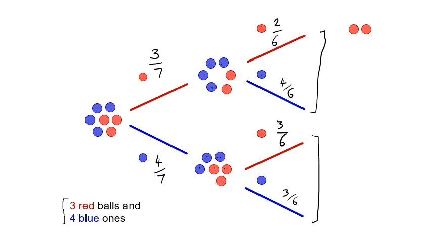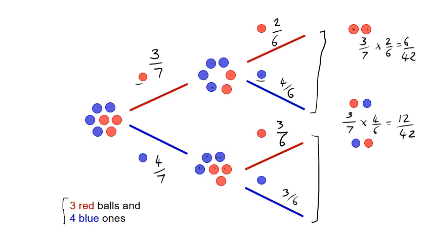So then, what would the probability of taking a red and another red be? That would be 3/7 times 2/6, which is 6/42. What would the probability of taking a red and then a blue be? That would be 3/7 times 4/6, which is 12/42.